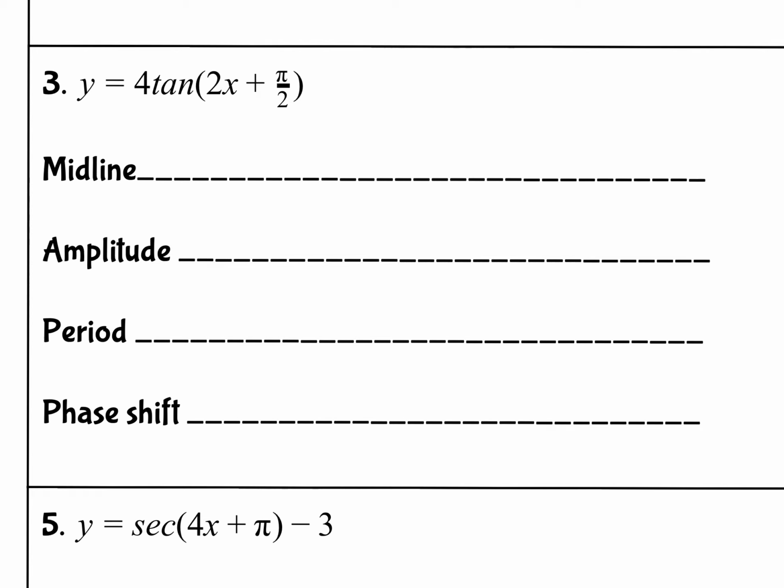All right, next let's try a tangent graph. The only time this tangent becomes important is when we start thinking about the period of our function. I'm just going to add in plus 0 here. So again, A is 4, B is 2, H is pi over 2, and K is 0. When we start this, we start with our midline. Our midline is just y equals 0.